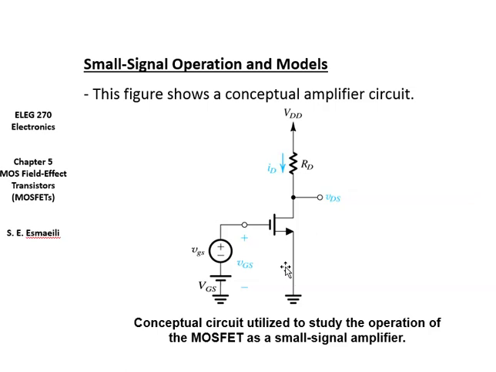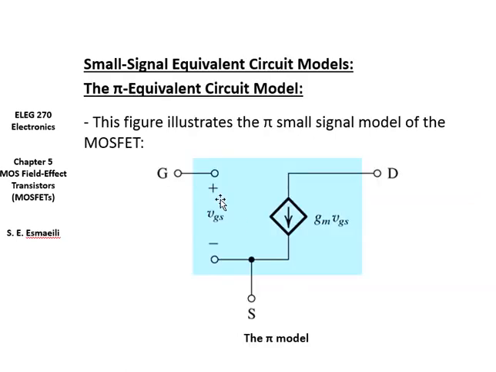Unlike BJT, where the emitter current was IC plus IB, here in MOSFETs, the current in the drain and the current in the source are equal, because the gate simply has no current. So that is why in your model here you don't have a resistor here. So whatever the voltage is here is going to be here. So again, it's one of the other things that makes even the AC analysis of the MOSFET much easier.